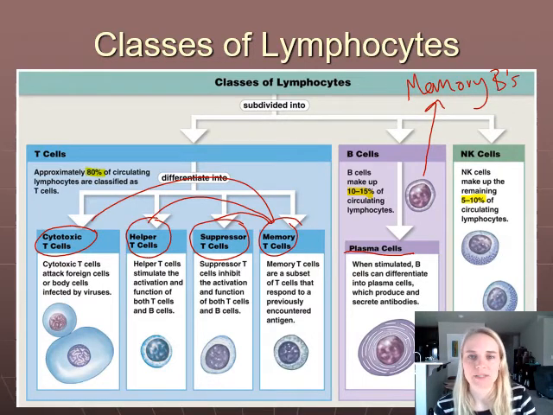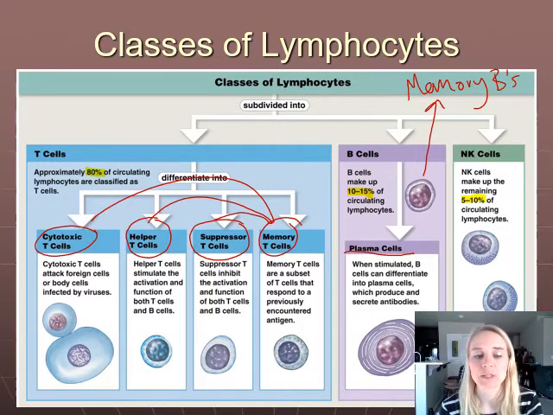So it's not just T cells. I wanted to clear that up because the picture is a little bit misleading and it looks like only memory cells are of one type. You can have memory cytotoxic Ts, memory helper Ts, memory regulatory Ts, and memory B cells. So memory cells are part of all types of these lymphocytes.